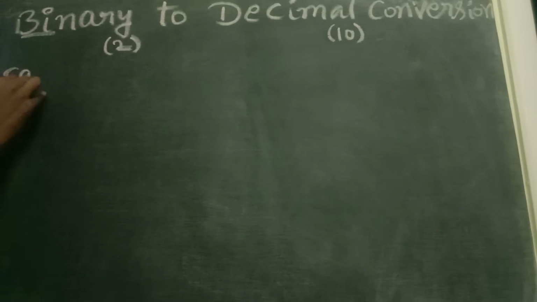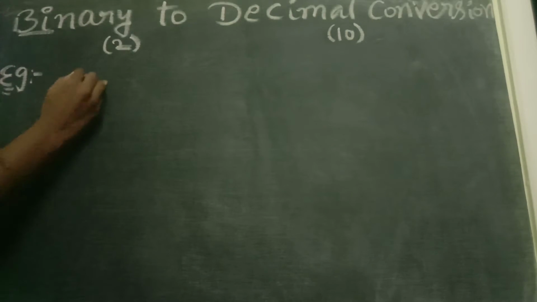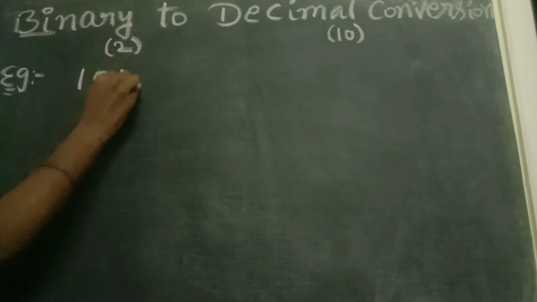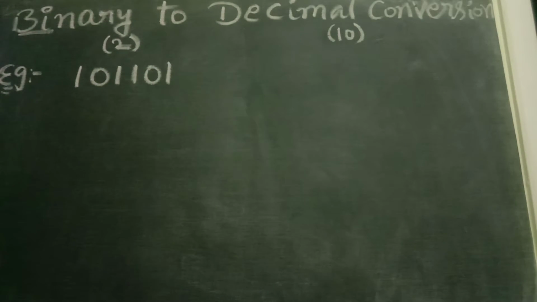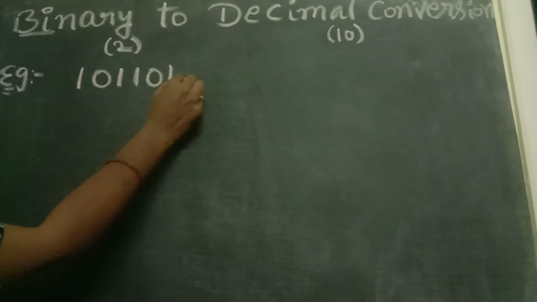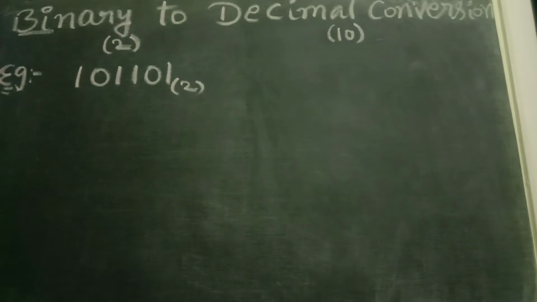Example: 101101. This is the binary number.